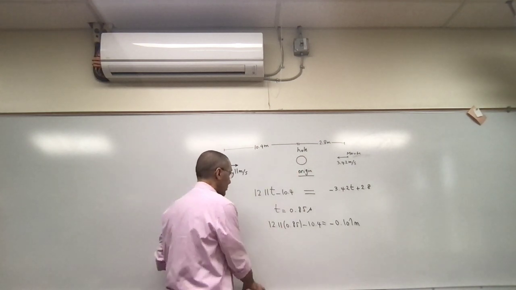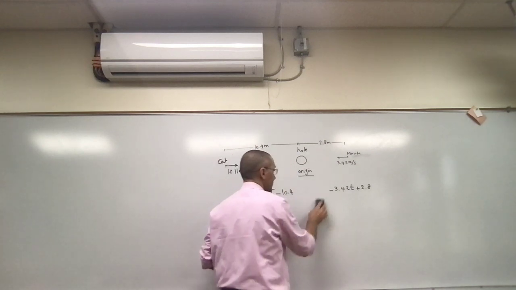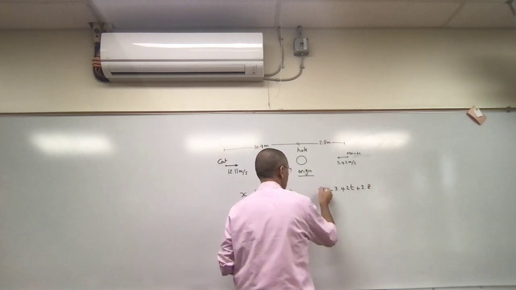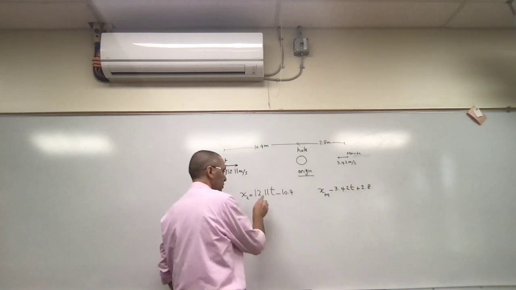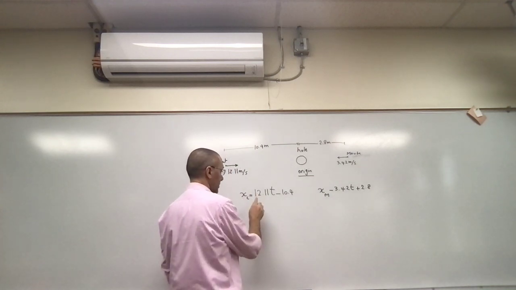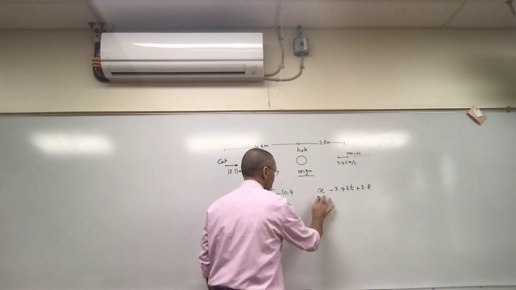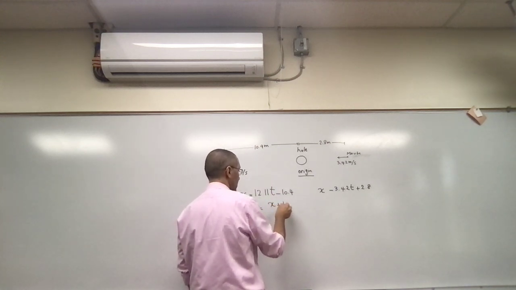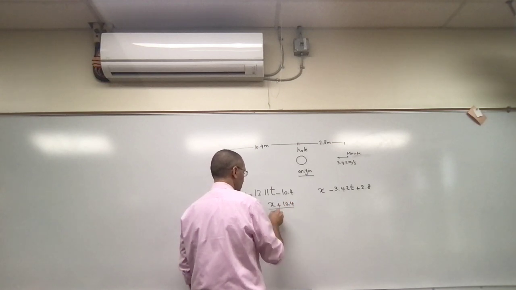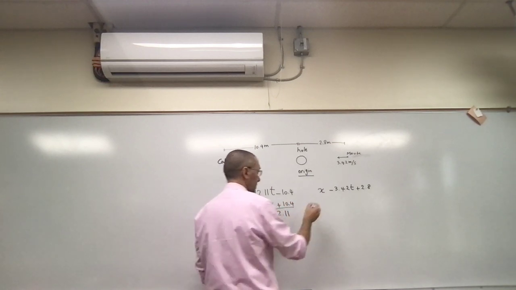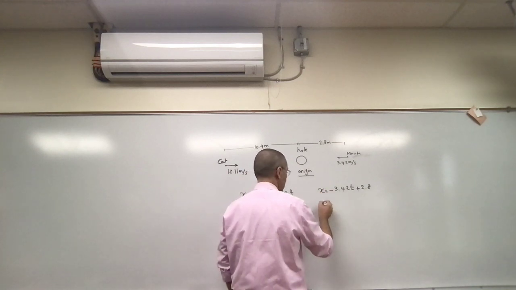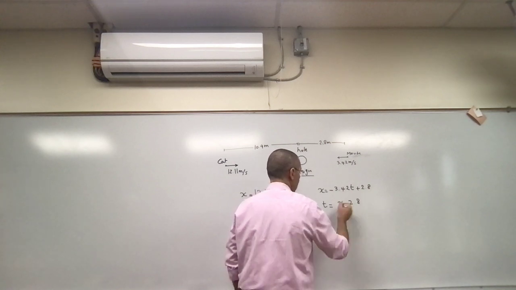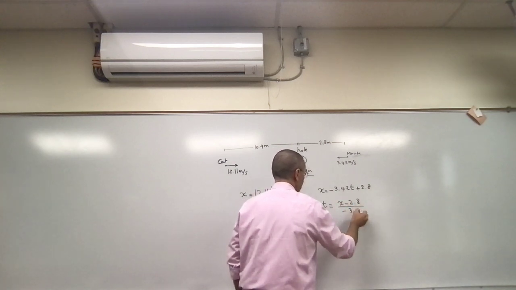Okay, let's see if we can do a different approach. I'm going to say xc, and this is x mouse. I'm going to solve for the time here, and these x's are the same. So the t here is going to be x plus 10.4 divided by 12.11. And the t here is going to be x minus 2.8 divided by negative 3.42.